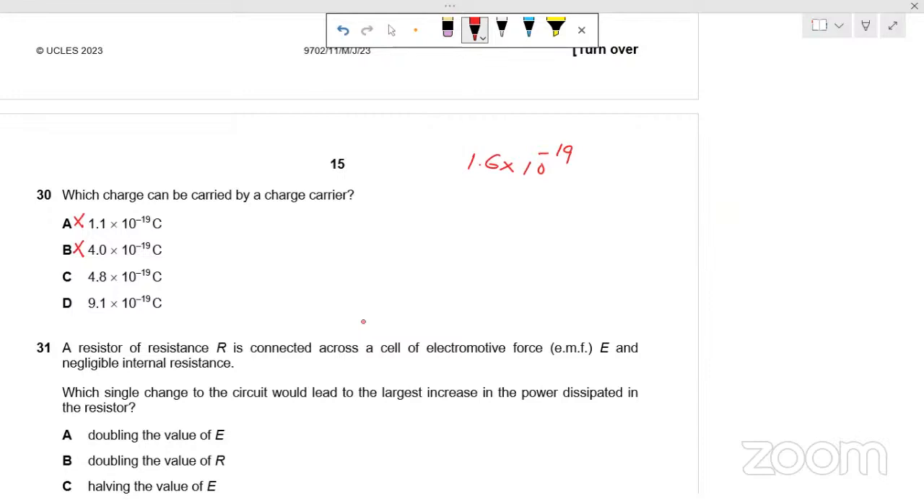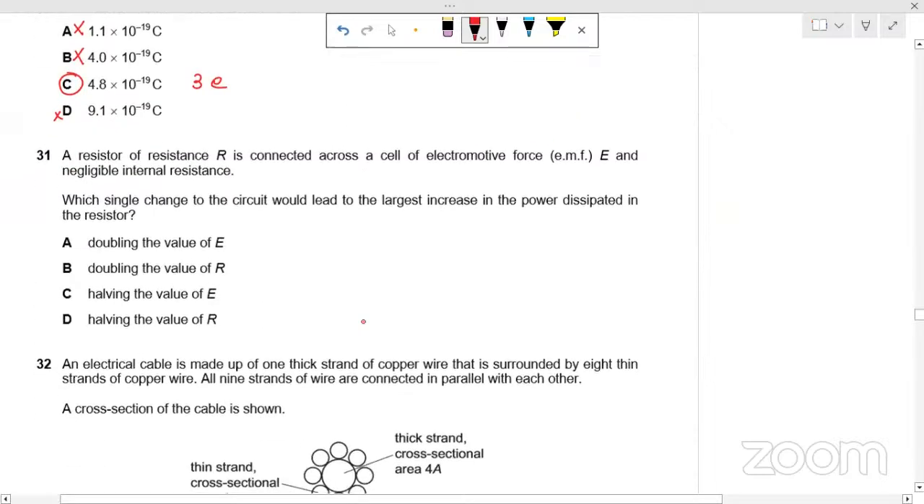4.8 times 10 power minus 19 is 3 times this elementary charge, so that is possible. These other three charges are not possible.